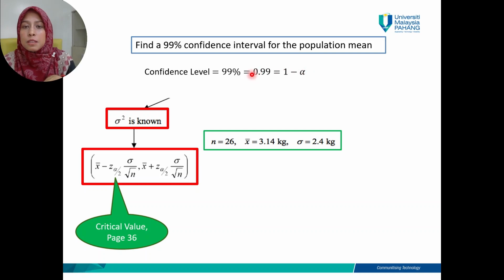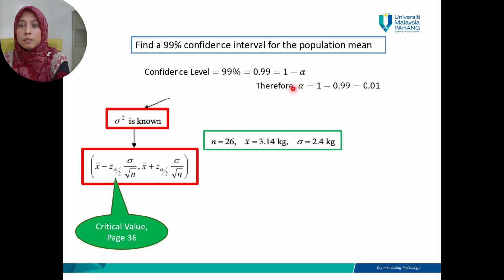If 0.99 is equivalent to 1 minus alpha, therefore alpha is 1 minus 0.99. Right? This is a linear equation. You just do some rearrangement and you can get alpha. So it will give you alpha equals 0.01. But in this formula, to find the critical value, you need to know alpha over 2. So now you need to divide it by 2 and you'll get 0.005. This is the value that you need to find in the formula book, in the stats table, page 36.